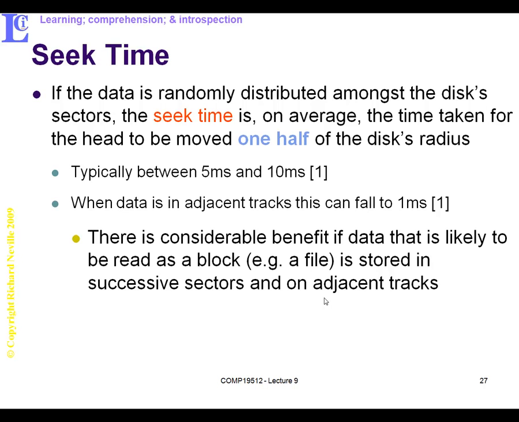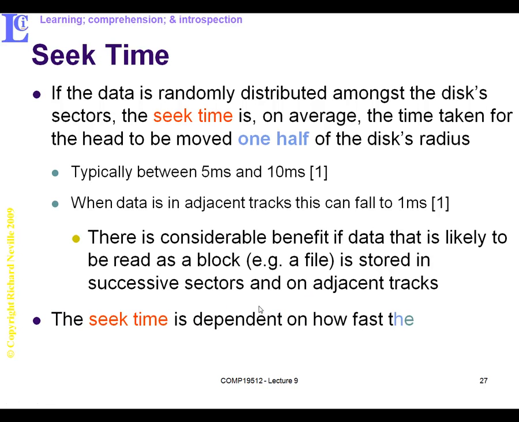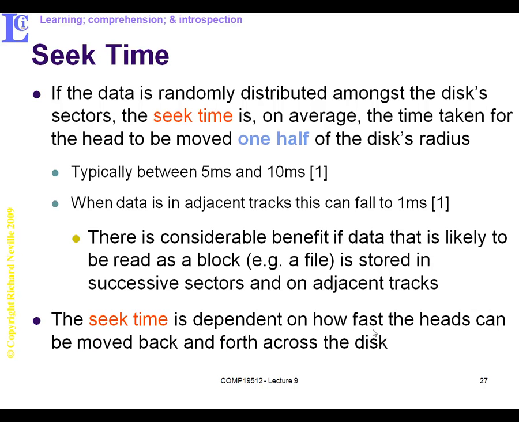Okay, so that's what is important. They're trying to speed up the access of the data. So that's all related to the seek time. The seek time is dependent on how fast the head can be moved backwards and forward across the disk, so it's moving from track to track. Okay, and that's the seek time.